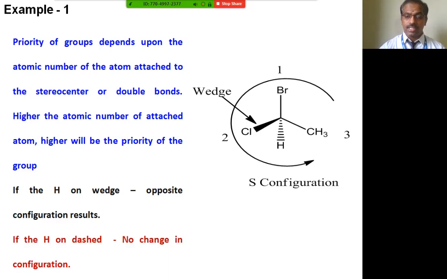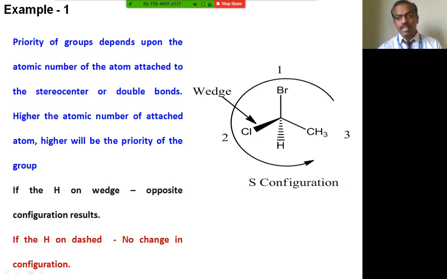Opposite configuration you have to report. So that's it. I have given one example here. So mainly you have to look into that. Then here bromine is there, chlorine is there, the CH3, but hydrogen is on dashed. So no problem at all. So whatever that point, directly you can represent now.